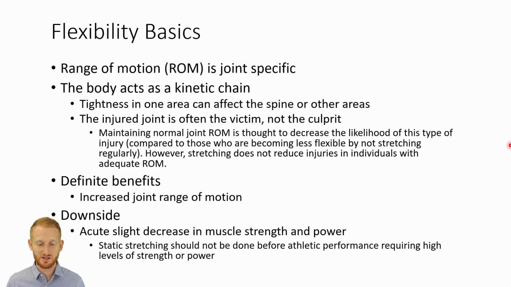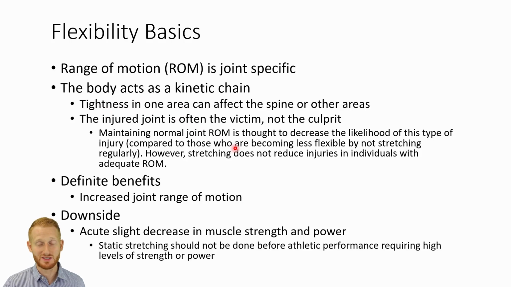Flexibility is basically the range of motion around a specific joint. So the flexibility of your hamstrings is probably going to be different than the flexibility of maybe your shoulder. Your flexibility is going to be joint and muscle specific. The importance of flexibility is, if you remember, the body is sort of a single kinetic chain. So if you have a lot of tightness in one area, it's likely to affect the ability of another area to function properly.